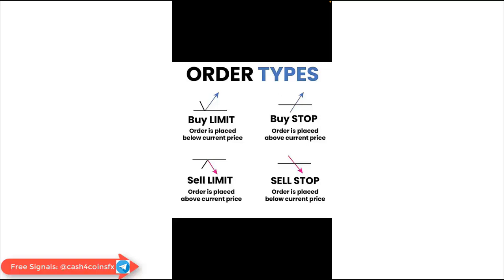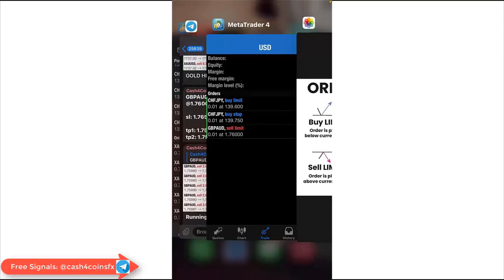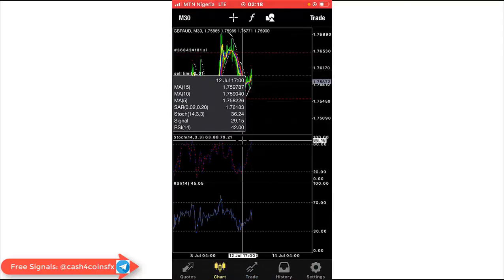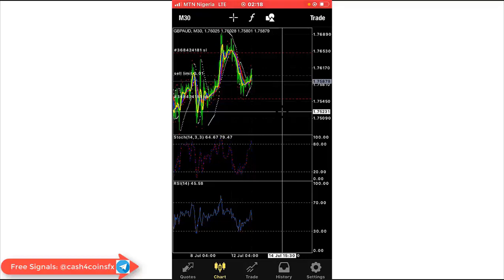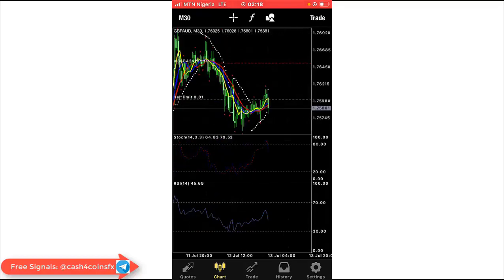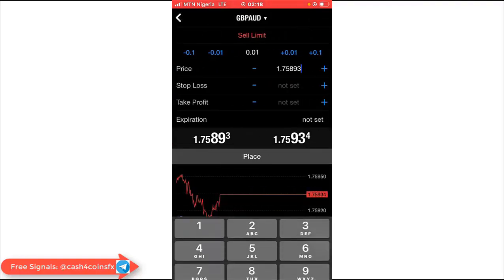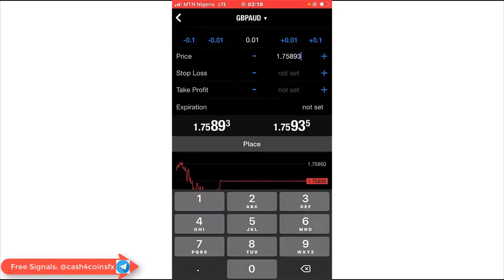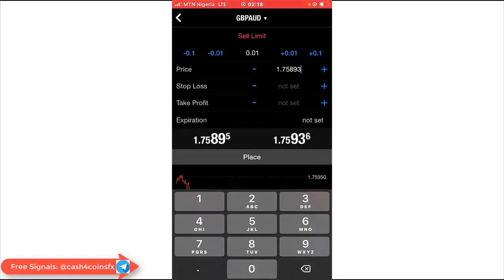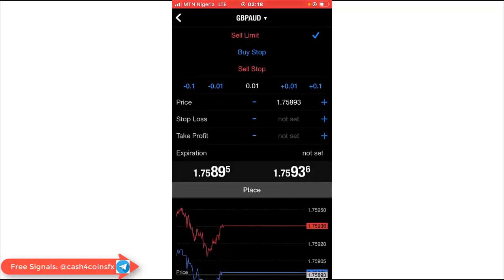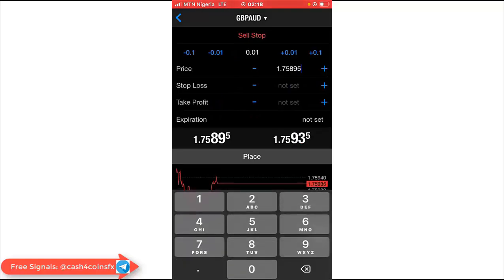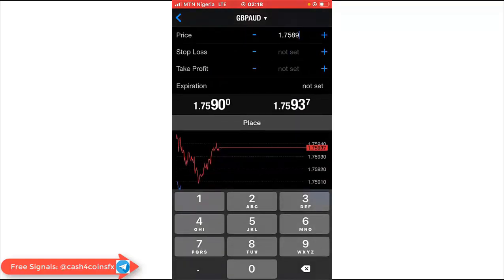The next one says sell stop. And what is it? The order is placed below current price. So let's do that. The market price here is fluctuating, so we're going to place it below. We click the trade and make the entries inside the price. First of all, we change the sell limit to sell stop. The price should be below the market price.